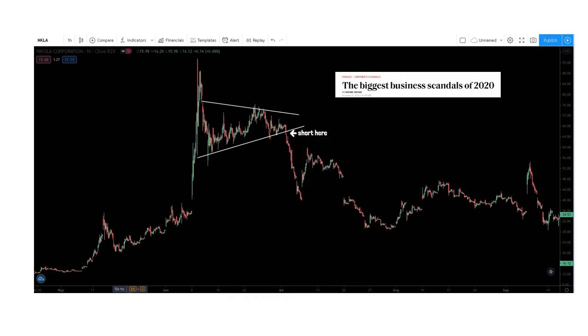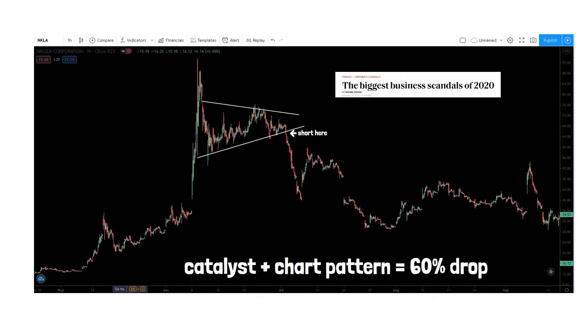When it broke support, marked by the arrow, it dropped nearly 60% in a month. So in this example, catalyst plus chart pattern equals 60% drop. It actually dropped much more in the following months. There's nothing more exciting than this formula. Even your dog should learn it. Alright, that's an hourly descending triangle chart.